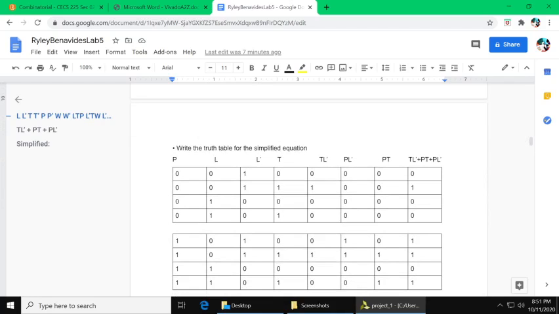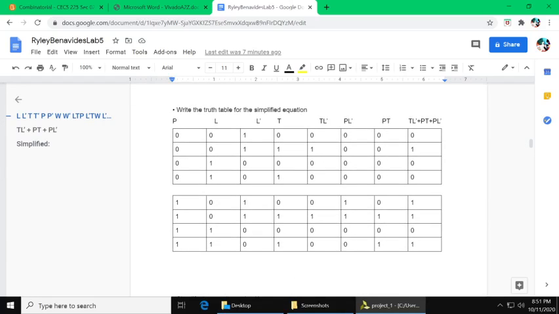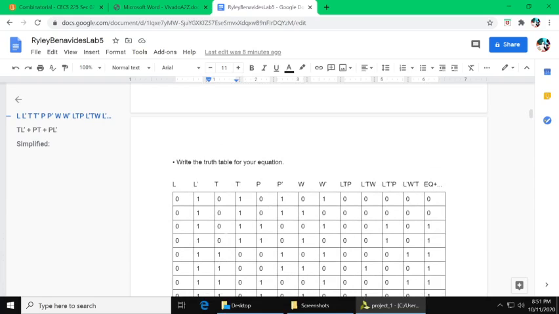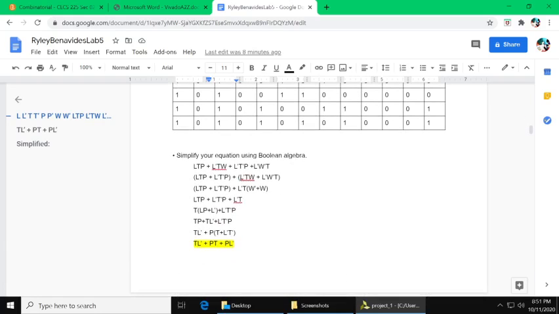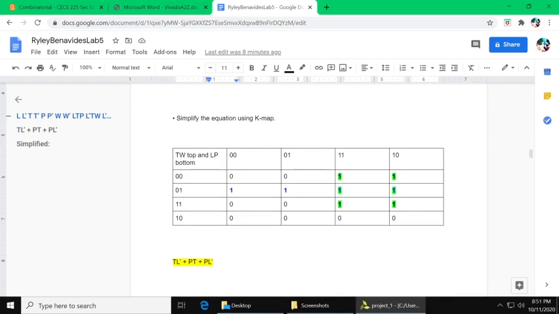The truth table for the simplified equation: if you look at these inputs right here, you'll see that the output will be the same for the same inputs, regardless of W, as we simplified in this equation. Oh yeah, here's the Karnaugh maps, and then I made a circle right here, and I made a circle right here, and that simplifies to this.